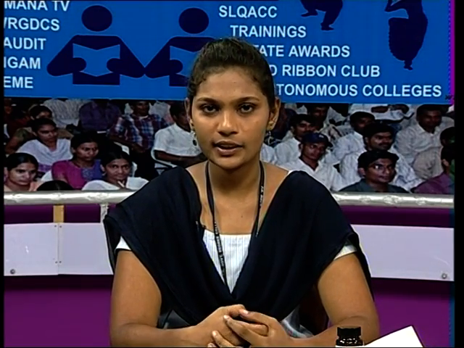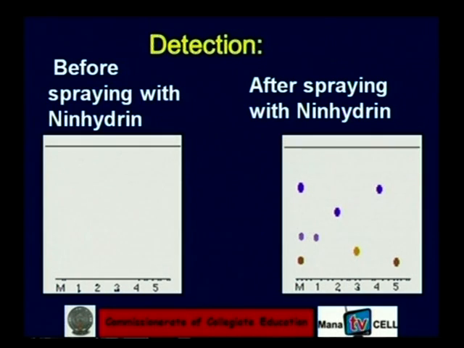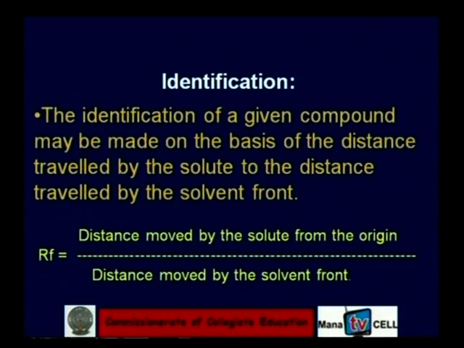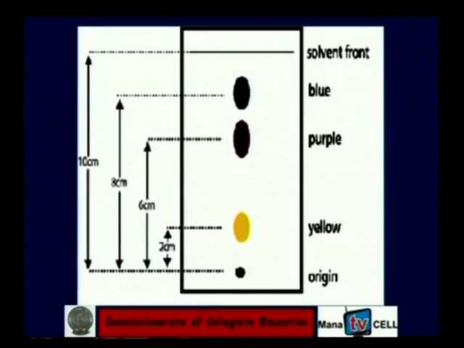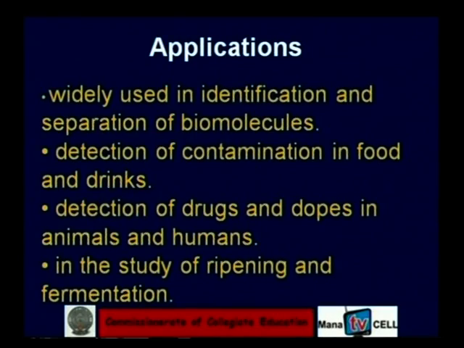And after this, it is identified by using the Rf factor. Rf is the retardation factor, which is the distance moved by the solute from the origin to the distance moved by the solvent front. This is a diagram showing identification, which shows purple color, and it is applied in the separation of molecules and also in the separation of ripening and fermentation.